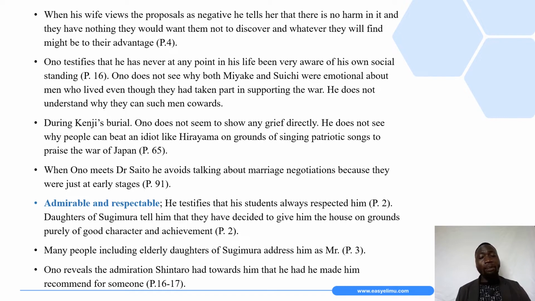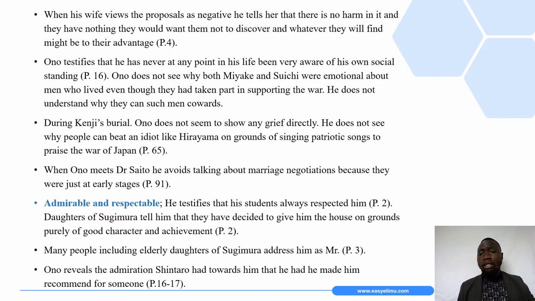Again, many people, including the elderly daughters of Sugimura, address Masuji Ono as Mr. So he also reveals the admiration Shintaro had towards him, that had made him recommend someone.